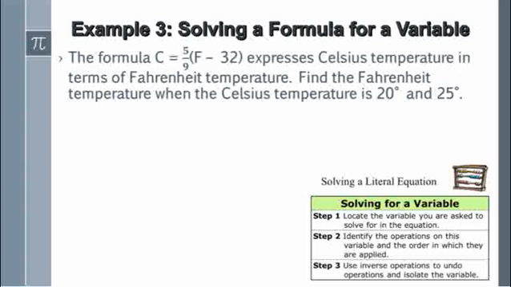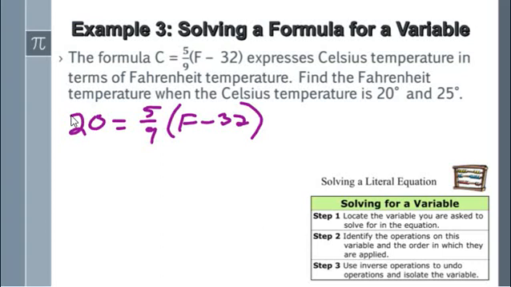Solve with a formula for a variable. So they have a formula, and we're going to solve for a certain variable. The formula C equals 5/9 times F minus 32 expresses Celsius temperature in terms of Fahrenheit temperature. Find the Fahrenheit temperature when the Celsius temperature is 20 and then when it's 25. So first off, I'm going to put 20 in for degrees Celsius. So 20 equals 5/9 times F minus 32.